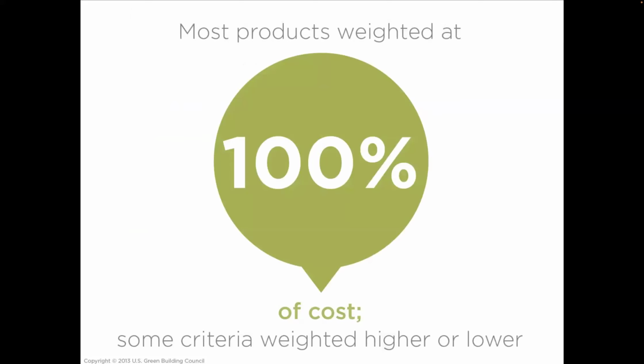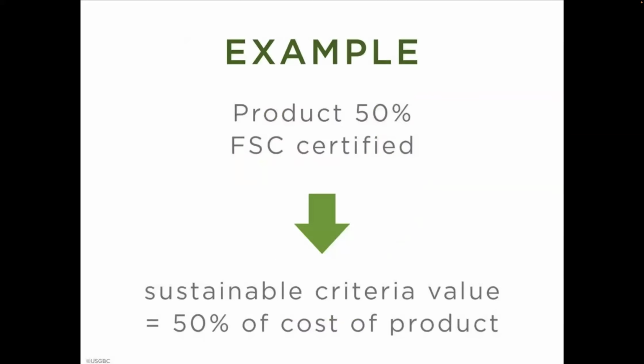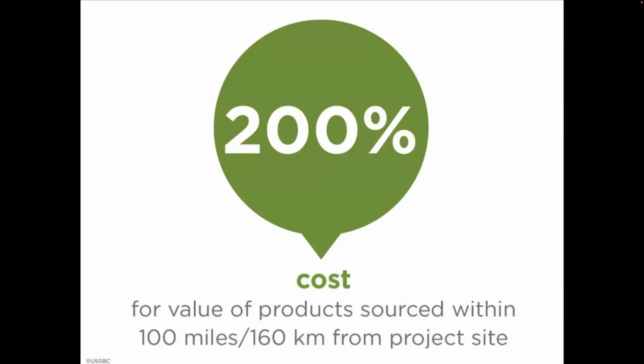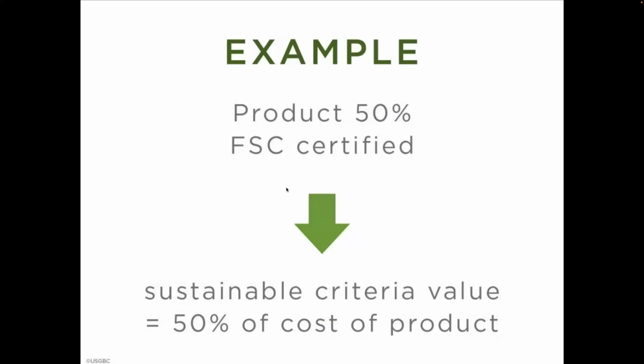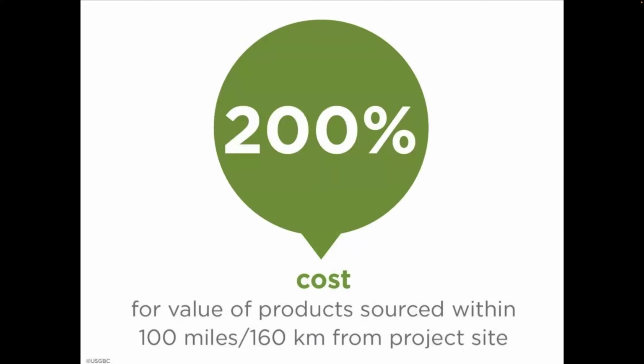All right, so most products are weighted at 100% of cost. Again, we're talking about cost. So for example, 50% FSC certified. You're going to use the calculator. EPDs are a good way of finding this information. If not, you're getting the spec sheets for it.